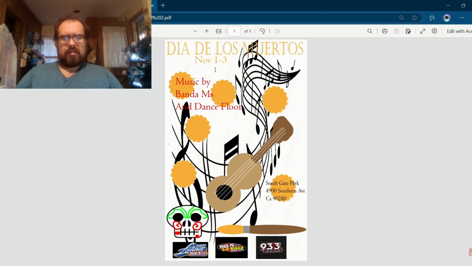For the header, I did that one in Castellar and in orange, just like the date. But the date is in Centaur, along with the music and the location. Again, location and date are the same: November 1st to November 3rd, at Southgate Park.